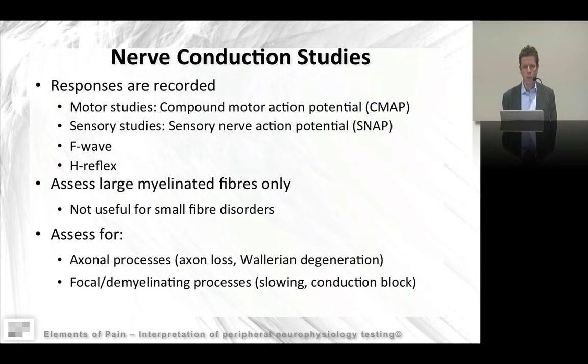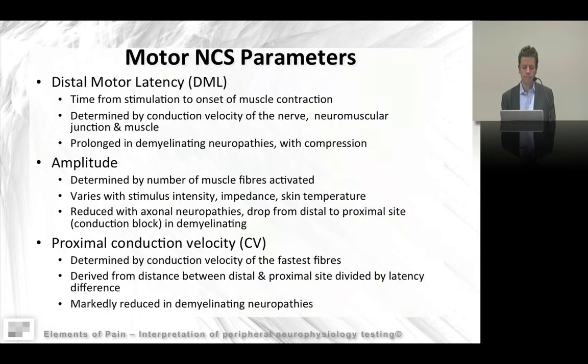And what we assess for is the presence of an axonal problem, so the nerve fibres directly, or whether there's a focal or demyelinating process in which we look for different kinds of changes. The parameters we'll mention will make more sense as we look through an example, but the main things we look at are the distal motor latency, which is the time it takes from providing the electrical stimulation to the onset of muscle contraction.